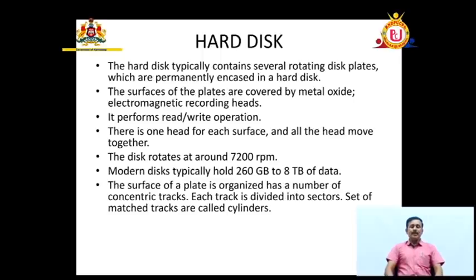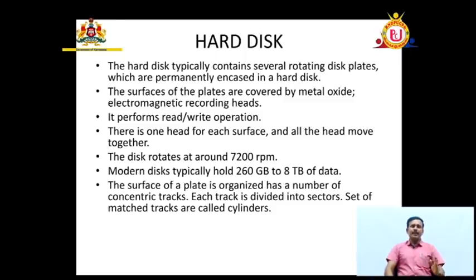Next, the surface of the plate is organized as a number of concentric tracks. Each track is divided into sectors. The set of matched tracks are called cylinders. We have a number of layers, and on each layer the track should match to every other one. That matched track is called a cylinder. So that is the hard disk.